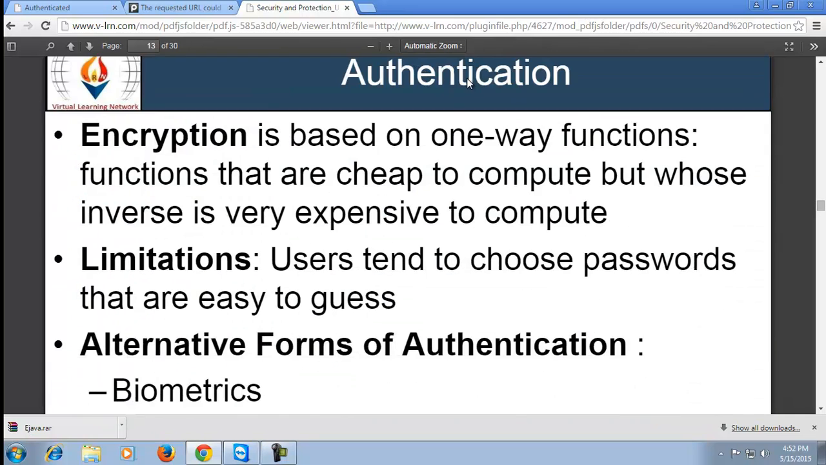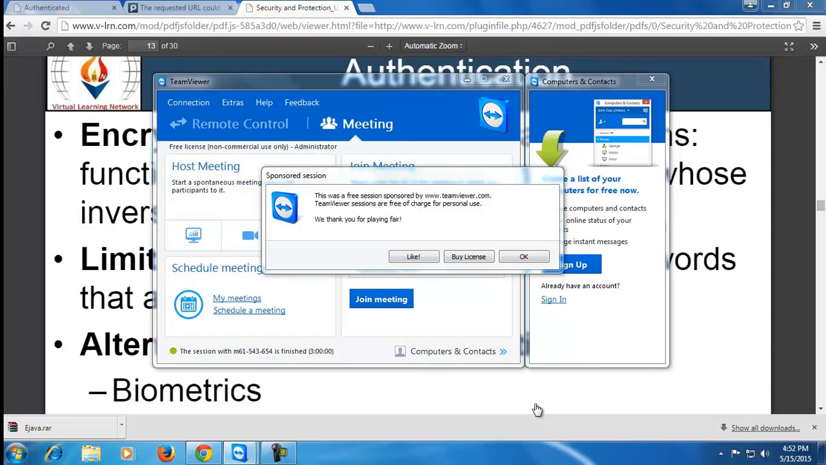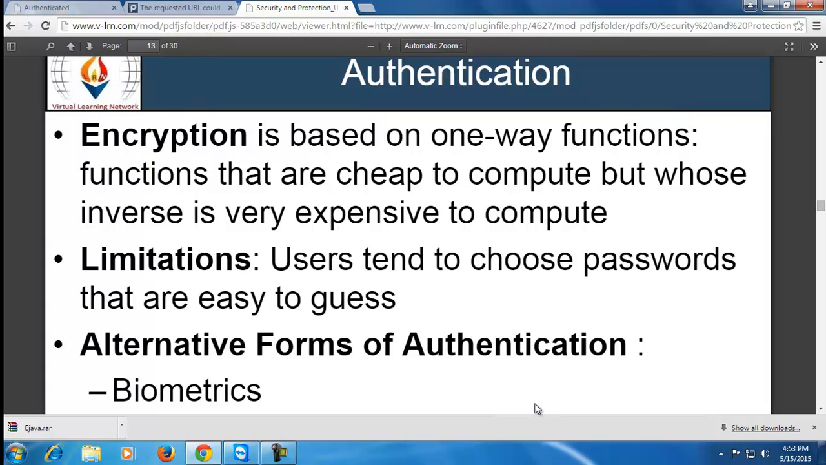Authentication encryption is based on one-way functions that are cheap to compute but whose inverse is very expensive to compute. This represents the working of a system, and the working of the encryption process is very cheap, but if it does not work, then it becomes very expensive for us. This is what the encryption process is all about. In this, we have some limitations also.